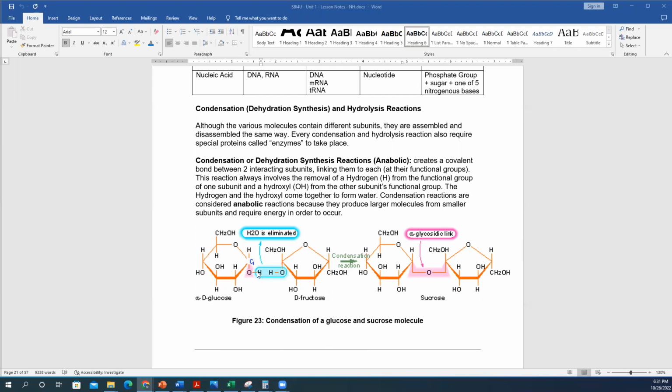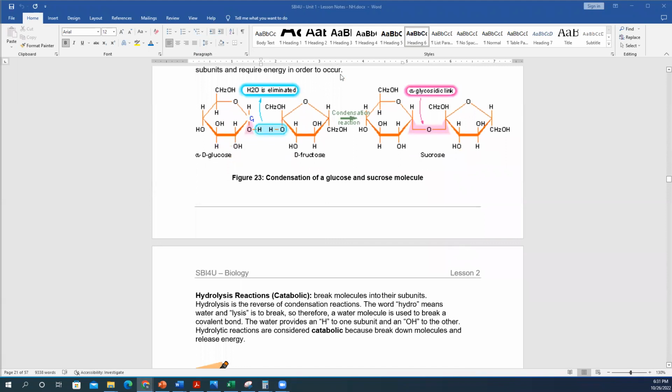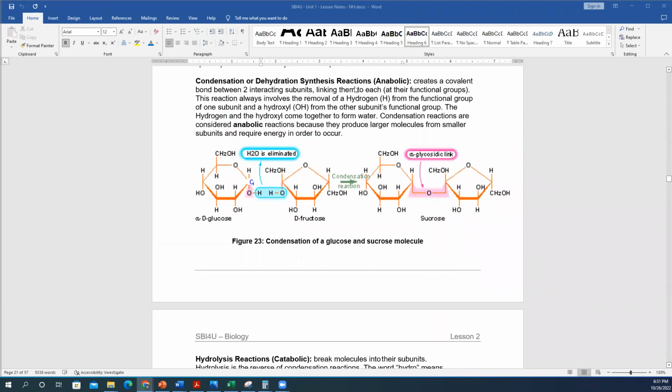So you see there's the hydrogen and then an OH group. Together they form an H2O molecule, and then this bond called the glycosidic linkage is made. And you have this disaccharide called sucrose. So this type of reaction is known as a synthesis reaction or an anabolic reaction. It creates bonds and makes larger molecules from smaller molecules.